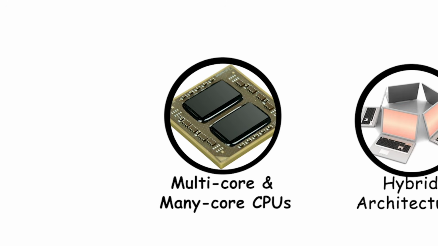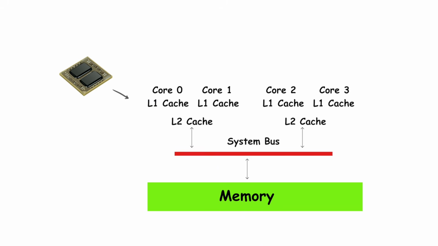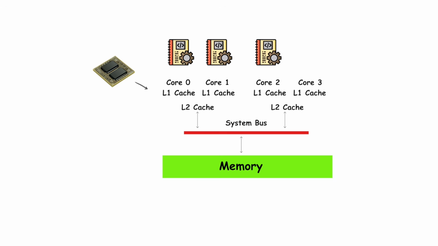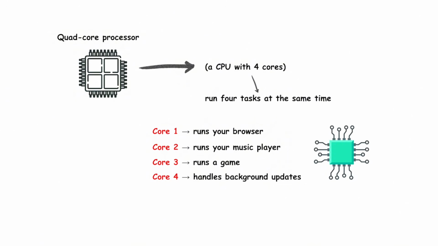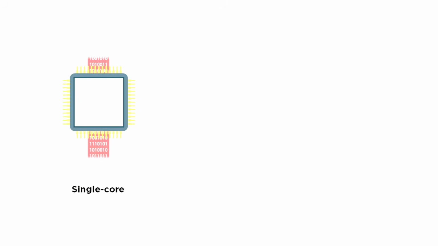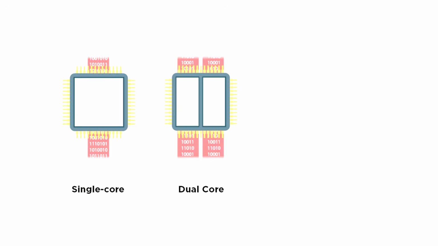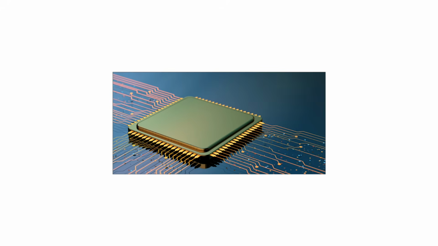Multi-core and many-core CPUs. A multi-core CPU places multiple independent processing units, called cores, onto a single chip. Each core can execute its own sequence of instructions, allowing several tasks to run in parallel. For example, a quad-core processor can run 4 threads at once, improving multitasking and speeding up software that is written to take advantage of parallel execution. The motivation for multi-core designs came from the mid-2000s, when increasing clock speeds became impractical due to power consumption and heat. Instead of making one core faster, manufacturers began adding more cores to improve performance through parallelism. This shift marked a major change in CPU development.